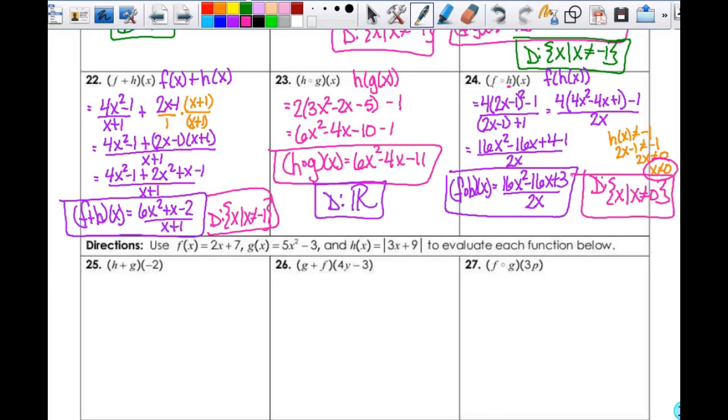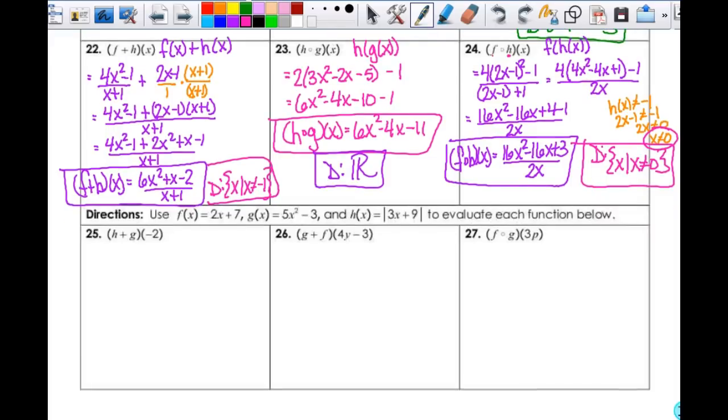Okay, so now we're going to use these here to evaluate each function. Okay, so we're not really doing compositions of them here. H plus g of negative 2 is the same thing as h of negative 2 plus g of negative 2. So h of negative 2 is going to be the absolute value of 3 times negative 2 plus 9. Plus g of negative 2 would be 5 times negative 2 squared minus 3.